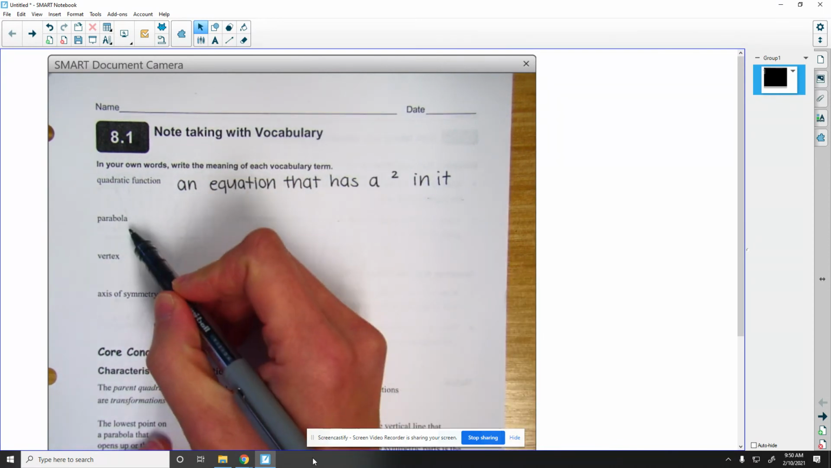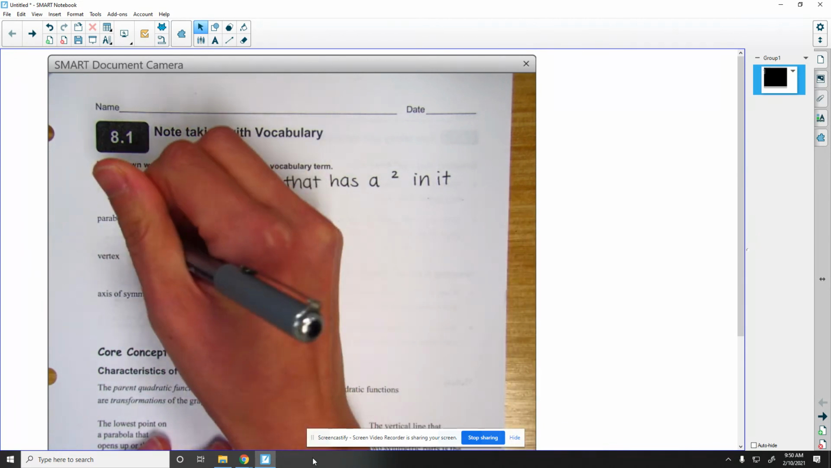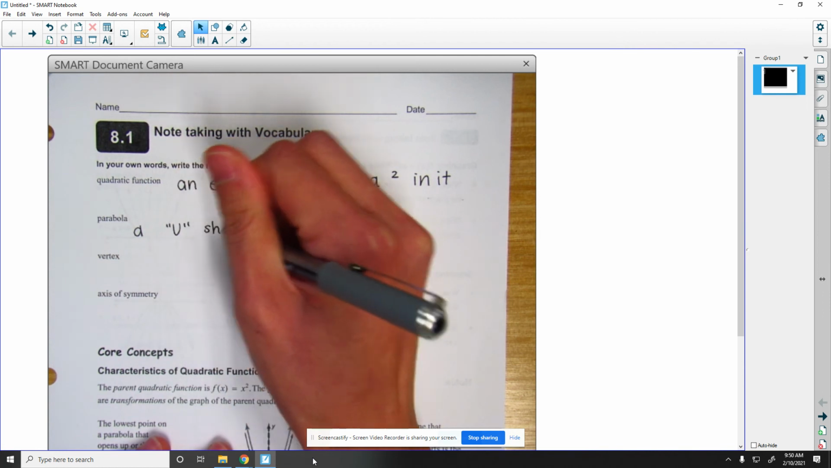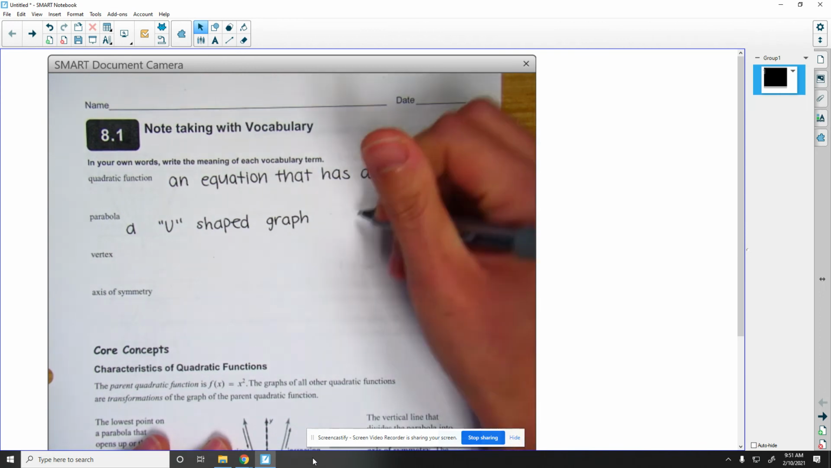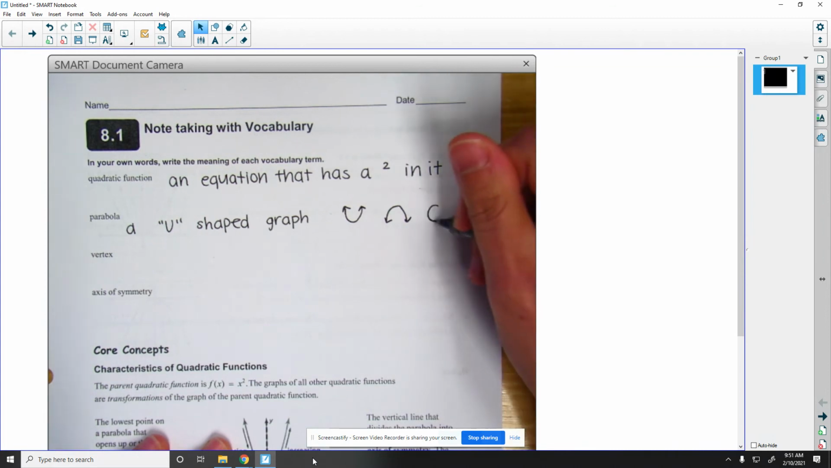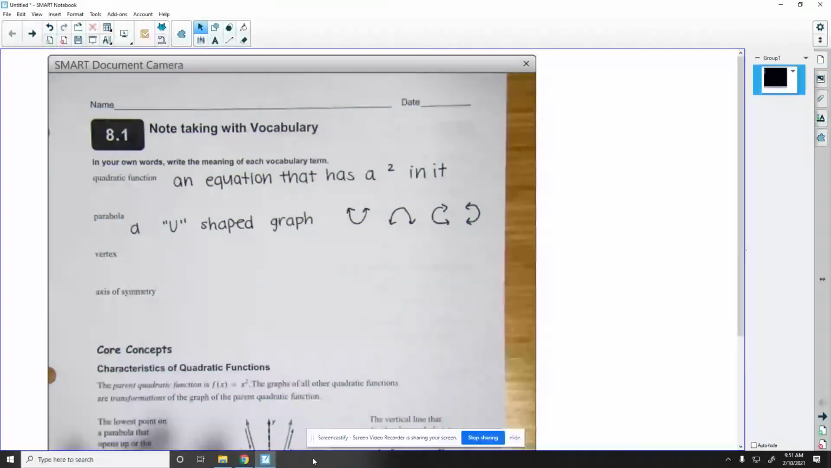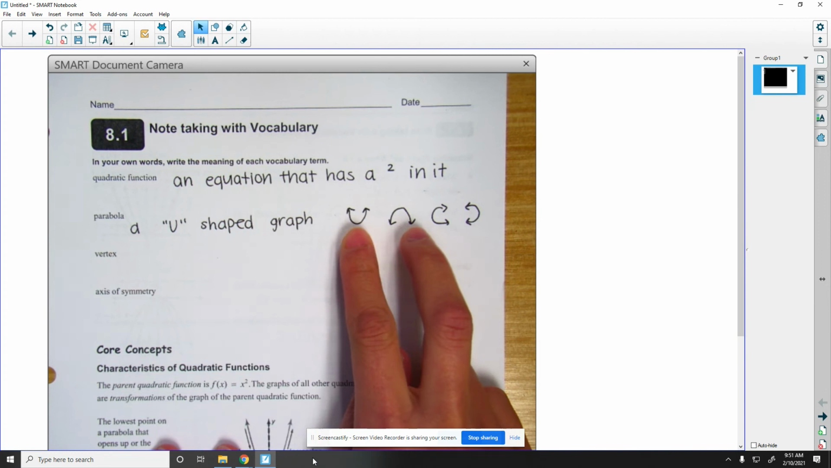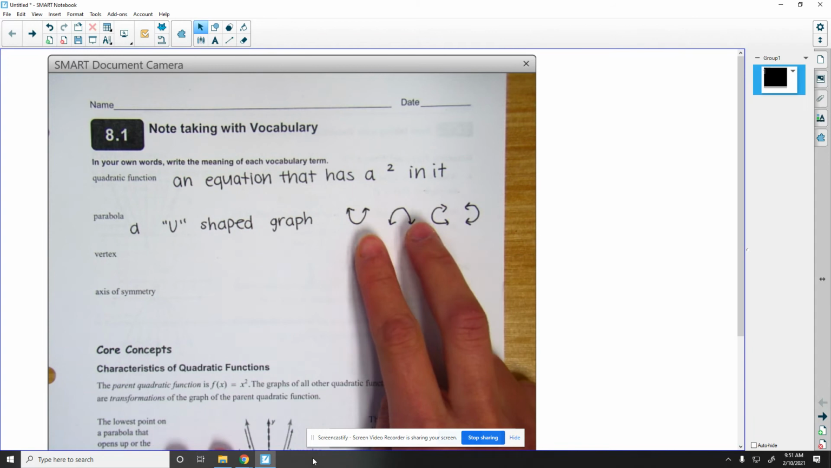So a parabola is, if I were to graph something that has a squared in it, it would look like a parabola. So a parabola is a U-shaped graph. So it either looks like a U, or an upside down U, or a sideways U, or a backward sideways U. But for this year, we're really just learning about the first two, the U and the upside down U. The two sideways ones, you'll learn in Algebra 2, but we're just starting with the basics.